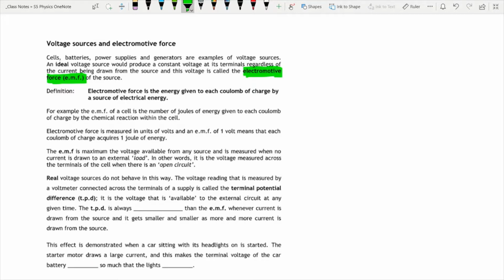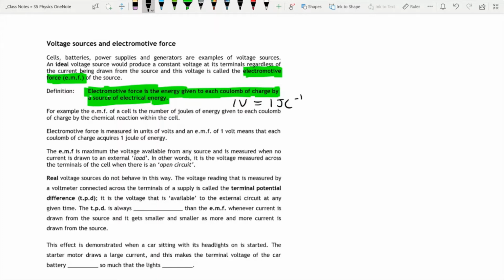Now that doesn't really happen in real life when we attach things into a circuit, but the electromotive force, EMF, is the total voltage that could come from a cell or a power supply. So a definition for electromotive force, and they do quite like asking definitions: it's the energy given to each coulomb of charge by a source of electrical energy. It's measured in volts, and 1 volt is 1 joule per coulomb. So energy given to each coulomb, so 1 joule per coulomb.